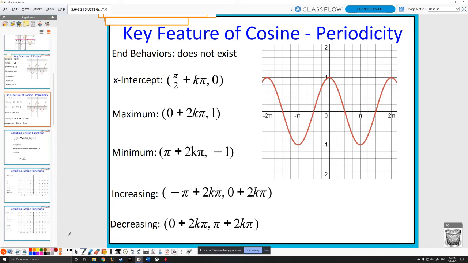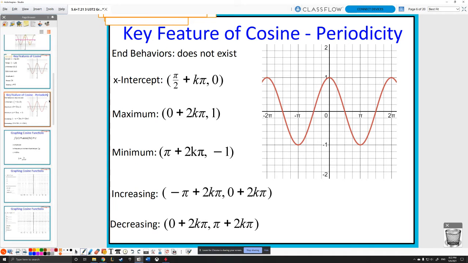Now, if I do limit the graph, if I say I only want to look at this graph from -2 pi to 2 pi, then there's going to be a limit, right? If I cut off my graph here and here, then of course there's only going to be 1, 2, 3 maximums, 2 minimums, 1, 2, 3, 4 x-intercepts. I'm going to have 2 decreasing and 2 increasing intervals. So if I limit my domain, then there's only certain places where I have these key behaviors or key features. But if I'm not limiting it, then there's an infinite number that exists.